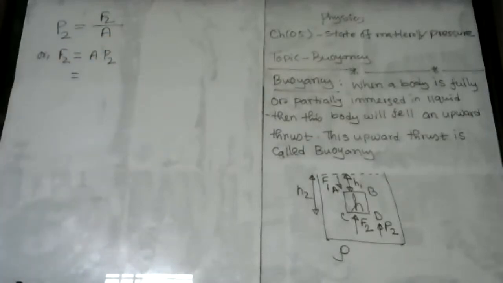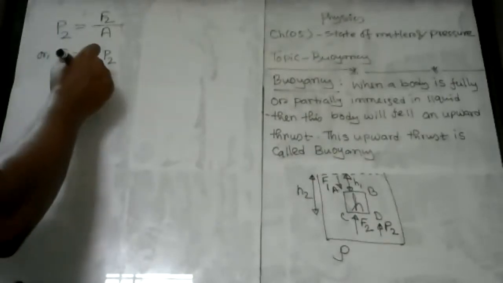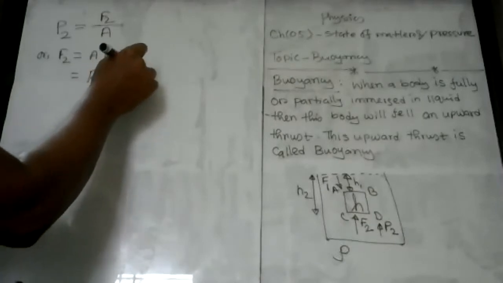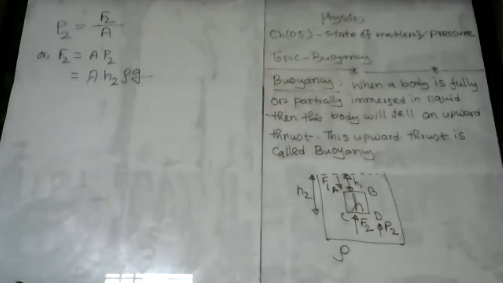P2 is the pressure at H2 depth. A liquid having depth H2 can apply pressure equal to H rho G. This is the formula for the upward force F2. F2 will equal A H2 rho into G. Is it clear to you, my dear student? Yes, sir.